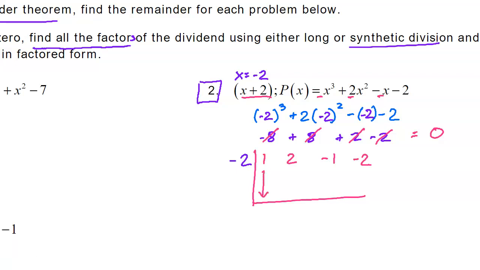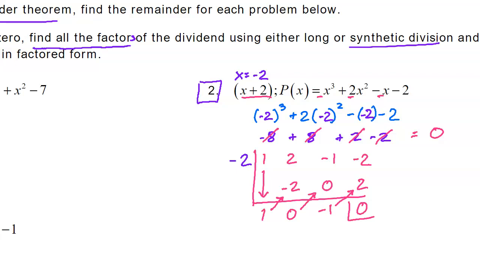Bring down the 1. Negative 2 times 1 is negative 2. Add the insides. 2 minus 2 is 0. Multiply negative 2 times 0 and get 0. Add the insides. Negative 1 plus 0 is negative 1. Multiply negative 2 times negative 1 and get 2. Add them together and get 0.